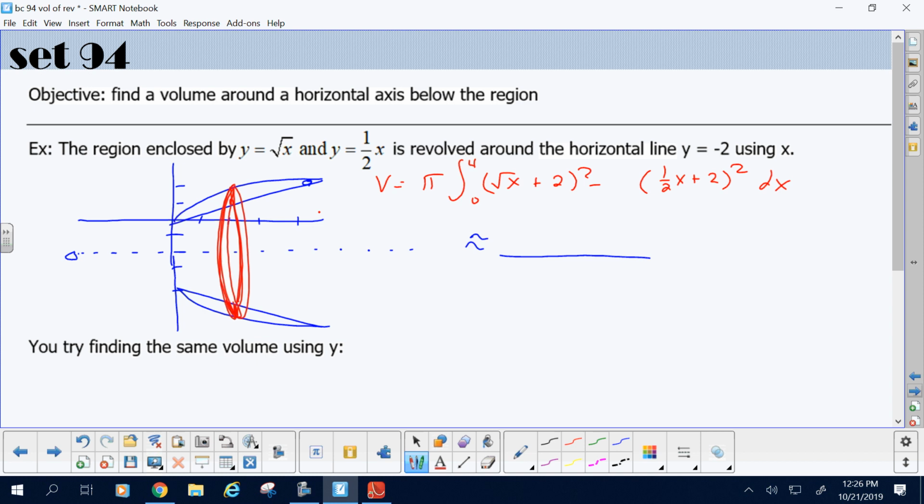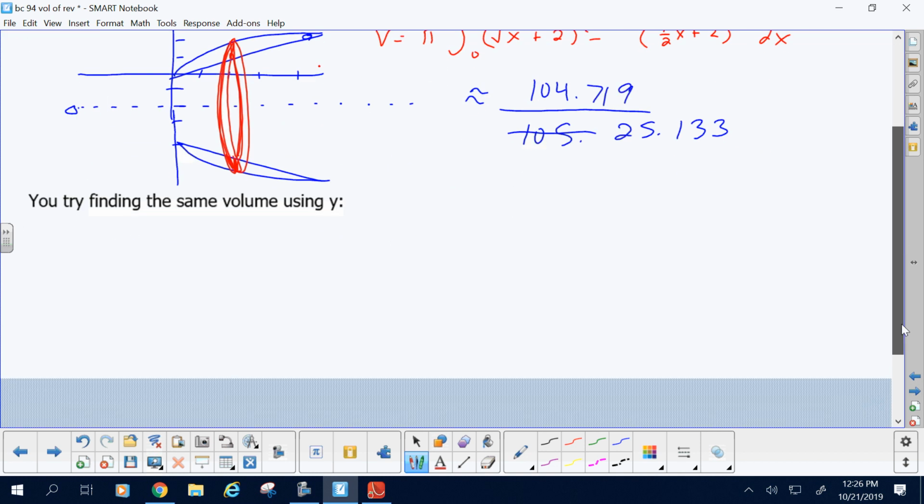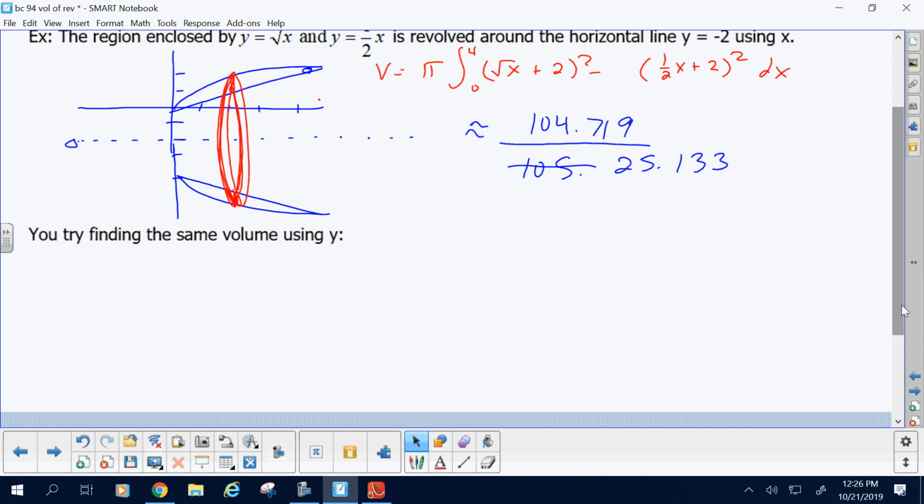Shout it out. 104.719? 105.25.133? Okay, got your mistake. There are lots of places to make mistakes here for sure. Okay, you try. Find the same volume, but this time using y as the variable of integration.